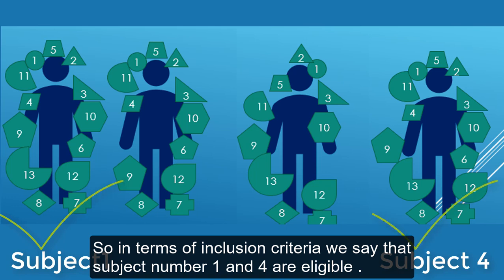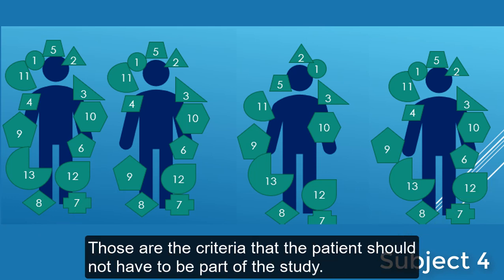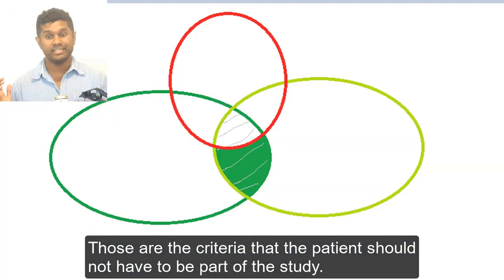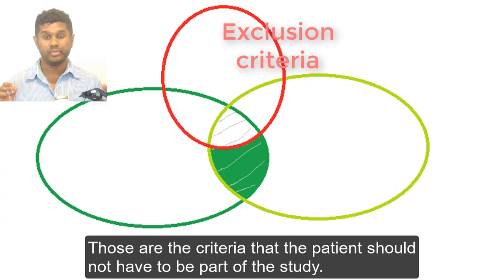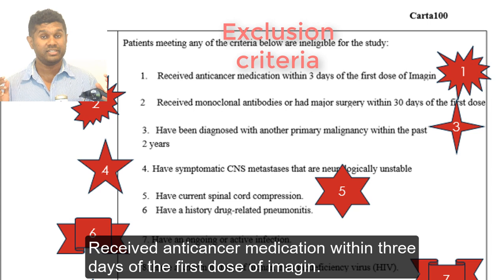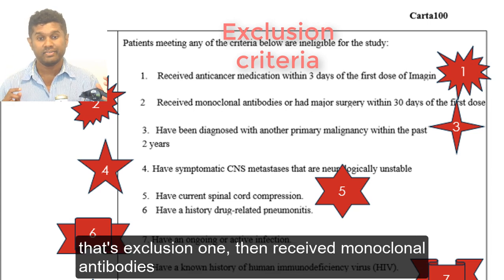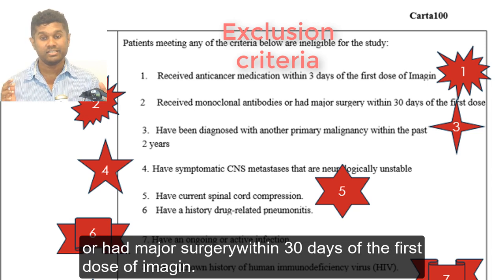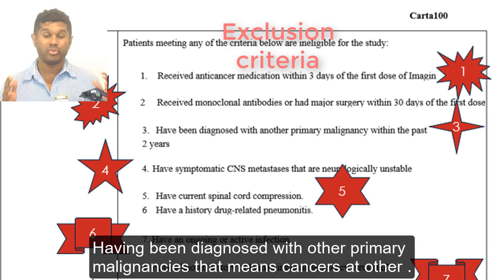But we just covered one part of the ball game, because we have exclusion criteria as well. Those are the criteria which the patient should not have to be part of the study, right? Exclusion 1: received anti-cancer medication within 3 days of the first dose of Imagine. Exclusion 2: received monoclonal antibodies or had major surgery within 30 days of the first dose of Imagine. Then 3, having been diagnosed with other primary malignancies.